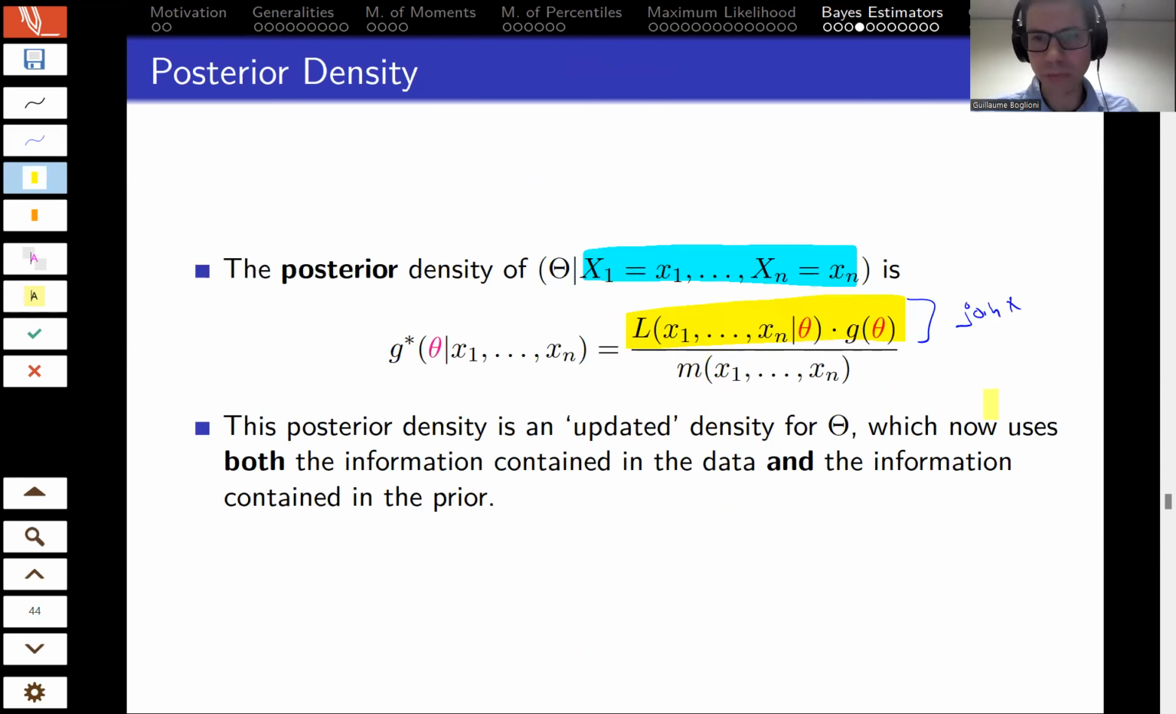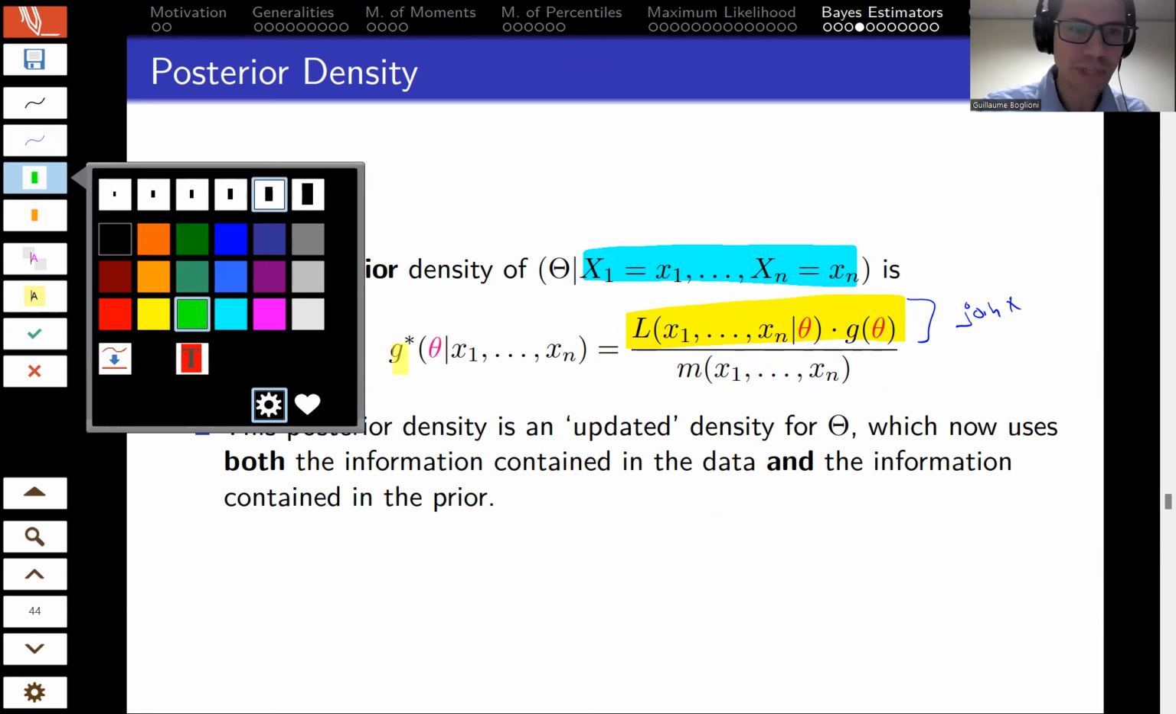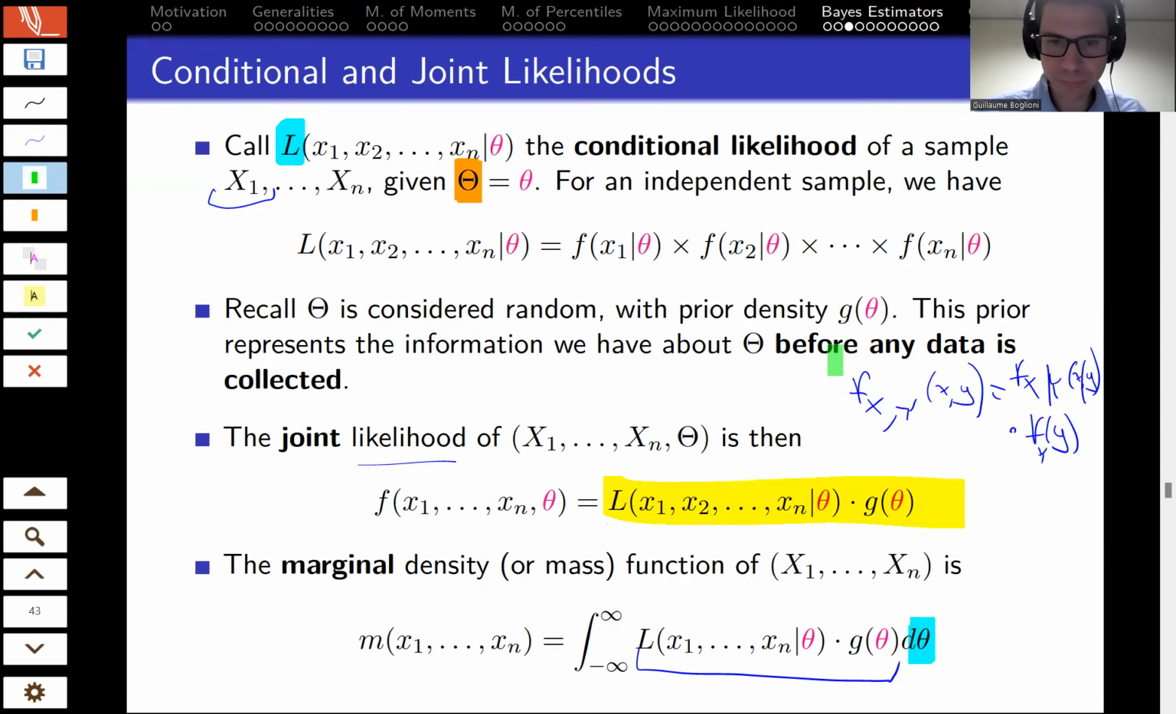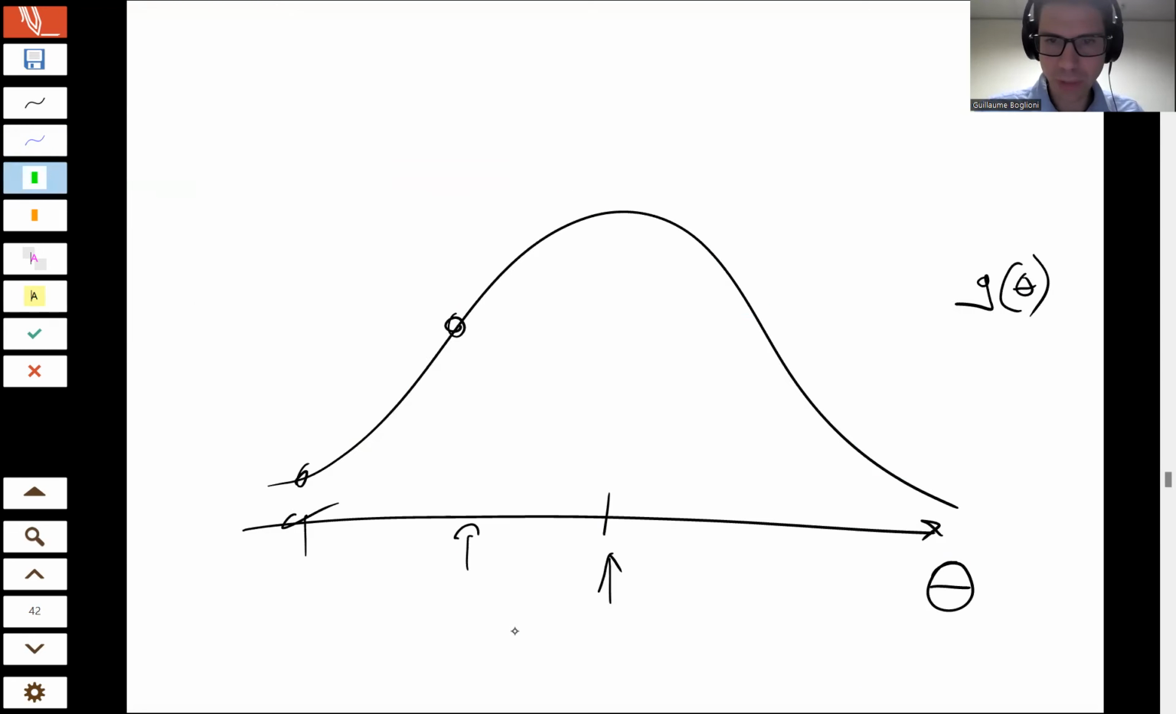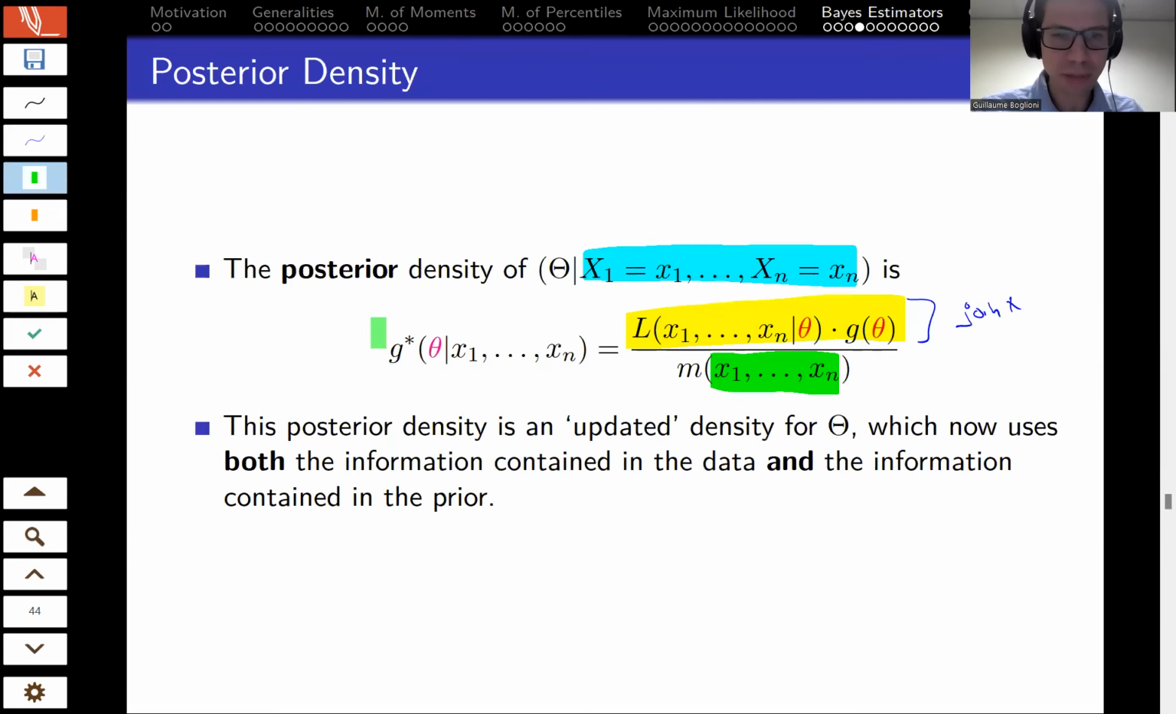And at the bottom is of course the marginal, but the marginal of the sample, the whole sample. Okay, just by definition, this gives you then the conditional, but the other way around, the conditional density of theta given the observations. Okay, but now just one word of interpretation, and then we go to an example.